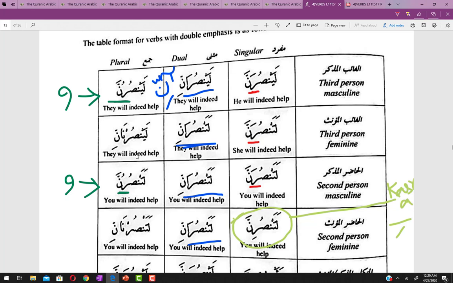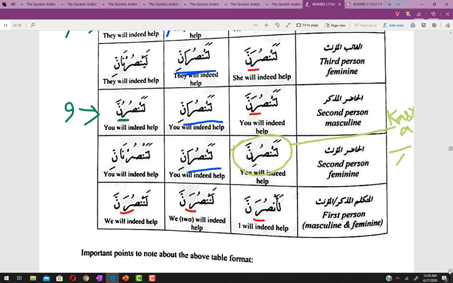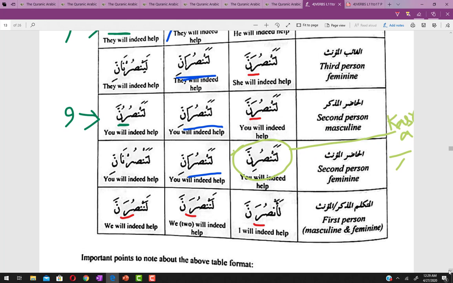And latansuranna, latansuranni, latansurunna, for the second person masculine: you will indeed definitely help. You both will indeed definitely help. You all will indeed definitely help. For the second person feminine, latansurinna, latansuranni, latansurnanni: you will indeed definitely help. Latansuranni, you will definitely indeed help. Latansurnanni, you will definitely indeed help. First person is la-ansuranna, I will indeed definitely help.